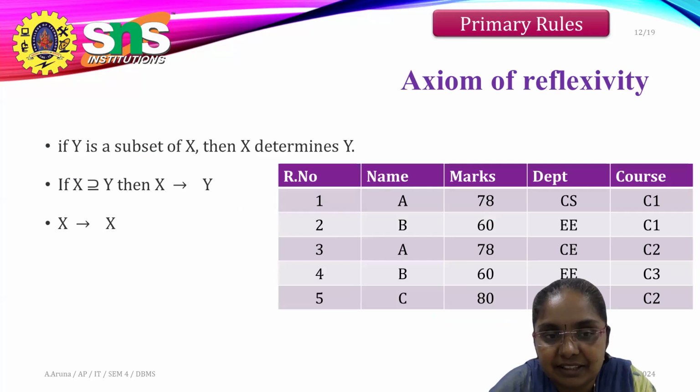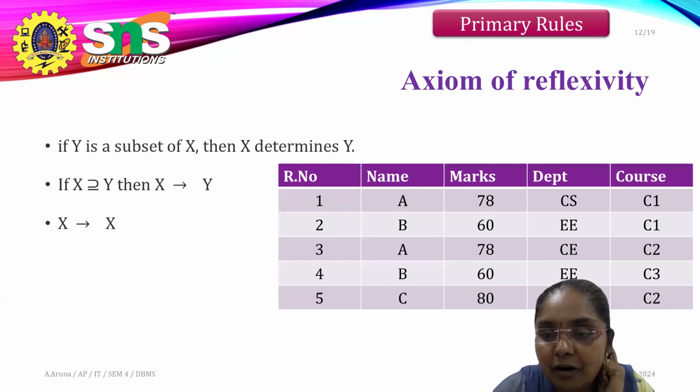So, the axiom of reflexivity. Reflexivity is nothing but your mirror image. Whenever it can be reflected outside, that can be called reflexivity. For example, if Y is a subset of X, then we can say X determines Y. X itself can determine X. This type of property we call reflexivity.